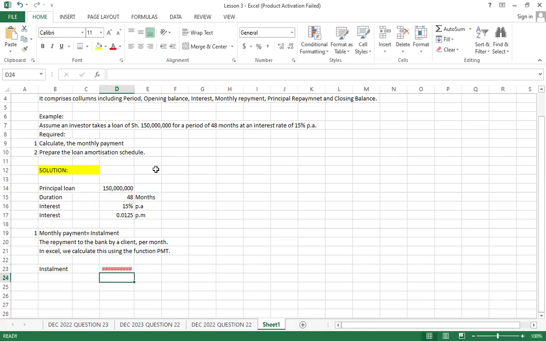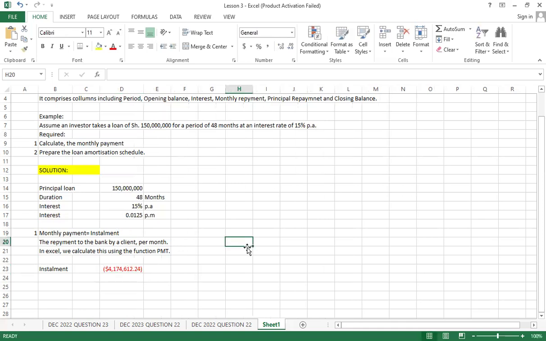When you press enter, what do you get? That's what you get. And I want confirmation that you are getting the same figure. Are you?